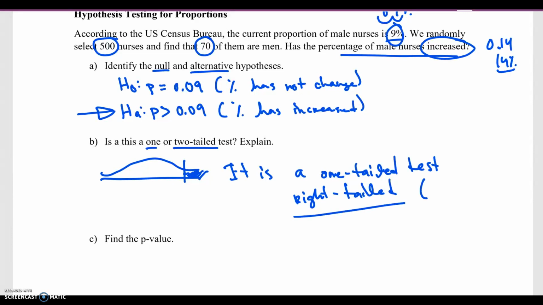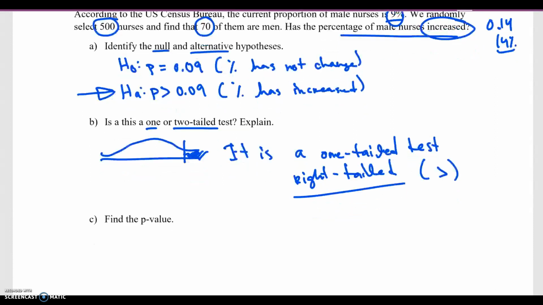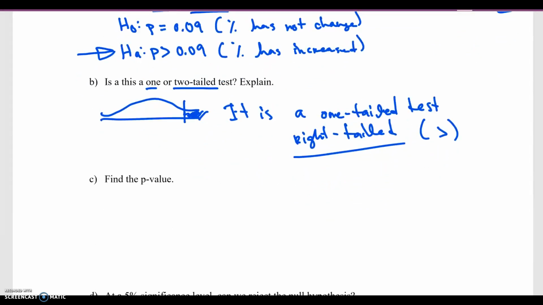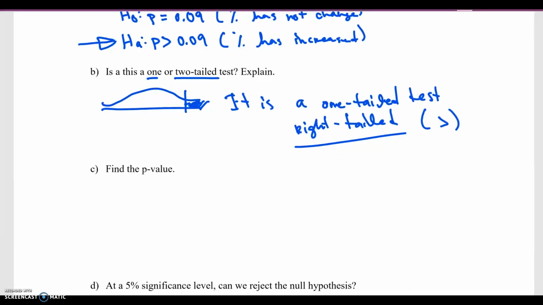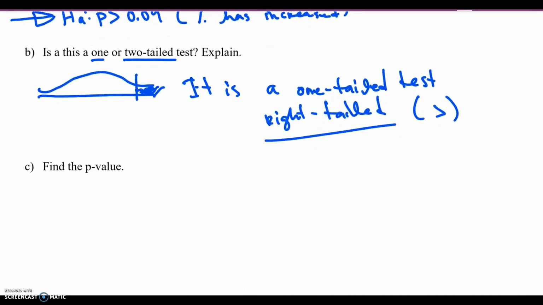The reason is that you have a greater than sign. Whenever you have a greater than or a less than sign, you have a one-sided test. Whenever you have a not equal to, which is what we're going to do in class this upcoming week, it will be called a two-tailed test. Now what we want to do is find the p-value. Our p-value here will be this shaded region. Let me draw it one more time. So my p-value is going to be this region.